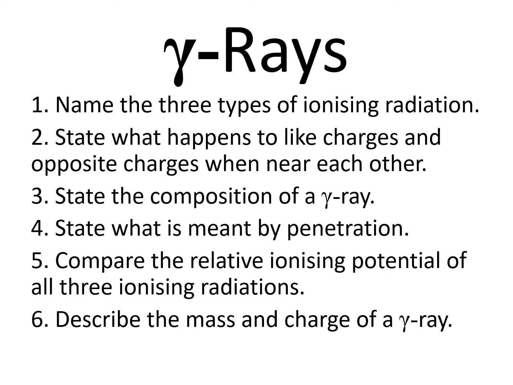Before you start, can you name 3 types of ionizing radiation? State what happens to like charges and opposite charges when they are near each other. State the composition of a gamma ray. State what is meant by penetration. Compare the relative ionizing potential of all 3 ionizing radiations, and describe the mass and charge of a gamma ray. If you can't do this, you need to review the previous lessons on atoms, ionizing radiation, and the dangers of ionizing radiation.